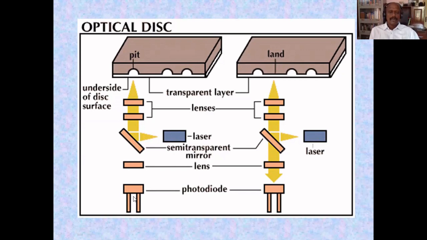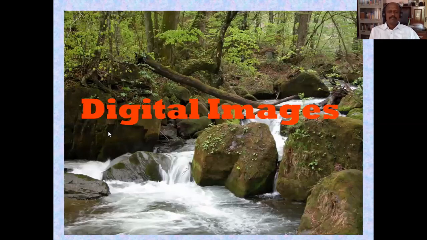Here you have a photodiode. Absence of light, nothing happens here, so this indicates a zero state. Now in a land, light is reflected and it comes in this direction and falls on the photodiode. It indicates a one state, because when light falls on a photodiode, some change will happen, either a change in voltage or a change in resistance, some physical phenomenon. Let us not go into the detail. So now we have land, which represents one state, and pit, which represents zero state. So this is the principle of CD.